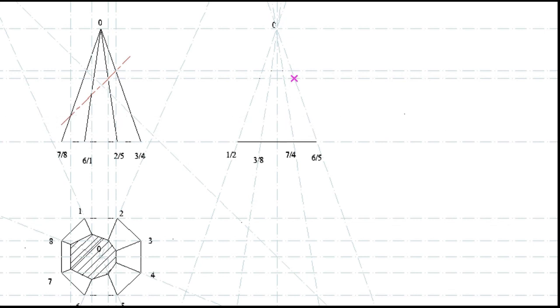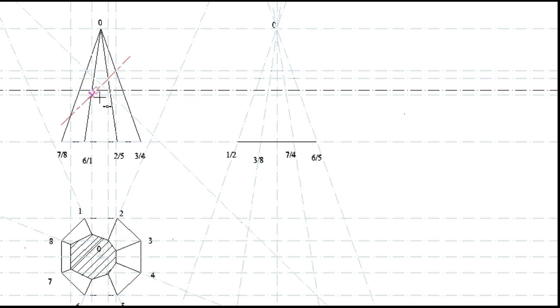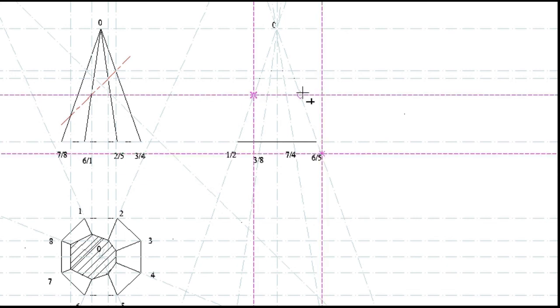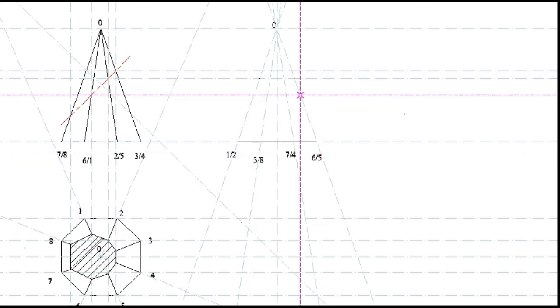And then again, I draw another construction line from my front view which will affect point number 6 and number 1, which is here. Drawing a construction line from where this intersects to my left view. And then I will mark point number 6 and number 1, which this one is point number 1 and this one is point number 6.